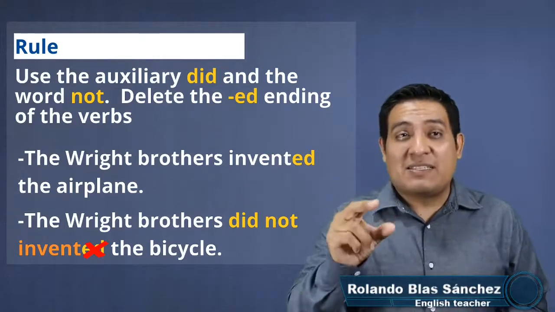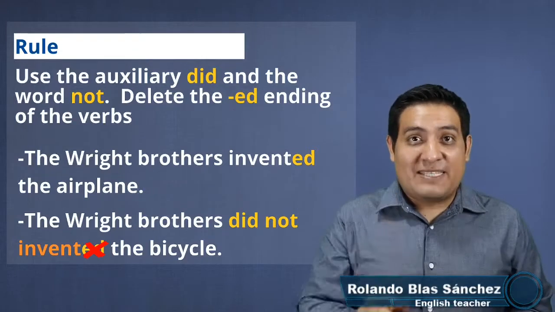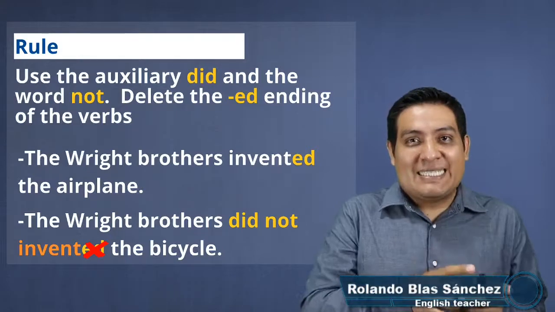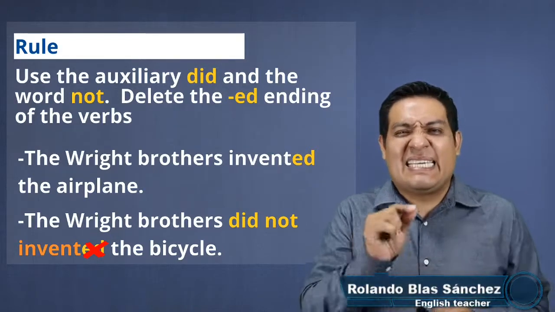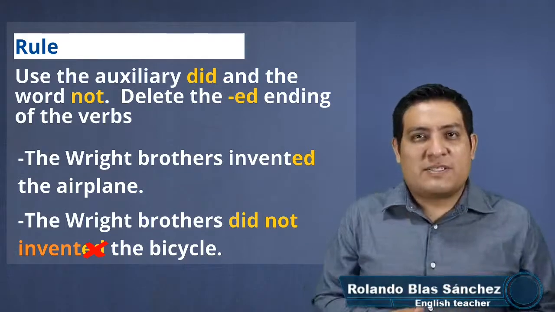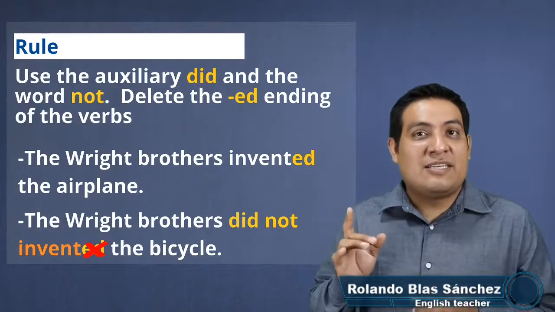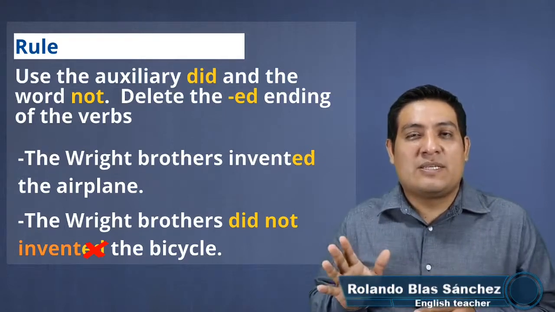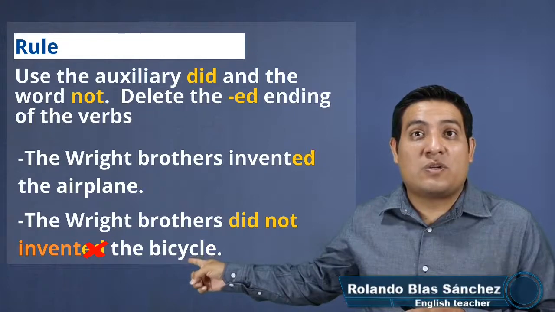In affirmative sentences, we have an example like this. The Wright brothers invented the airplane. In the negative sentence, remember we use did, not, but we have to eliminate the ed ending. In this example, I have the Wright brothers did not invent the bicycle. As you can see, I use the word did, the word not, and what I do is to eliminate the ed ending of the word.